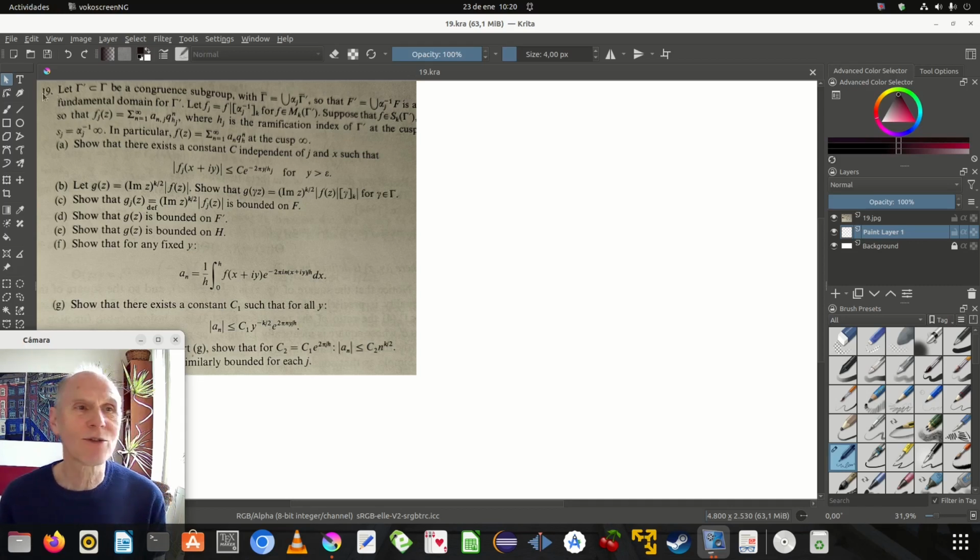Time to get started on problem 19, the last problem of section 3, which has been quite a lot of work. It seems in this problem we'll be deriving such a bound that I was actually missing or needing to solve problem 17. So here we are.